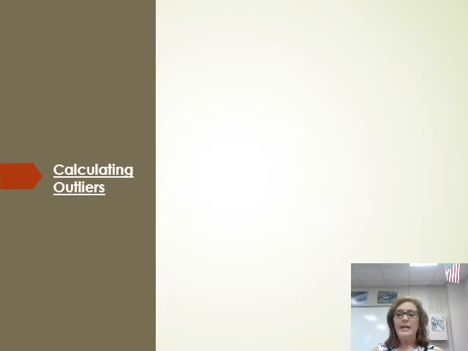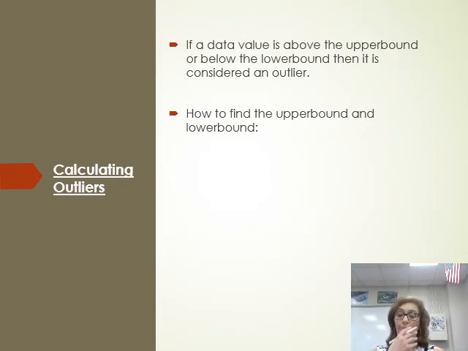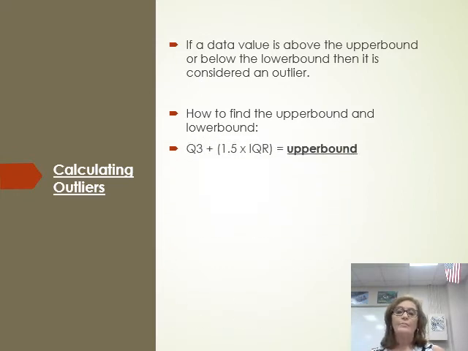All right, so calculating outliers, right? If a data value is above the upper bound or below the lower bound, then it is considered an outlier. Okay, so how are we going to determine if something is above or below the upper bound or the lower bound? Well, we actually have formulas that are going to help us figure that out. So the first formula is for the upper bound, which is Q3 plus 1.5 times the IQR. Then, if we want to calculate the lower bound, we're going to use Q1 minus 1.5 times the IQR. So that tells us that anything above the upper bound is considered an outlier, and anything below the lower bound is considered an outlier.